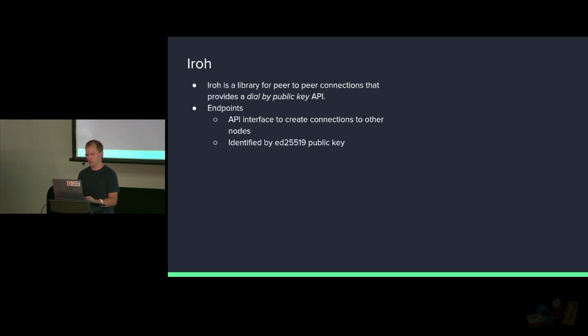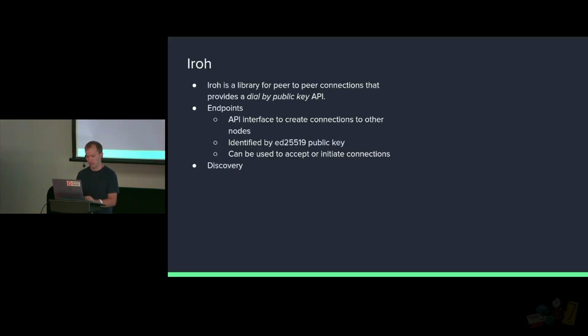So the endpoints, this is the API that Iroh provides for creating connections to nodes, and they're identified as ed25519 public keys. They can be used to accept or initiate connections. Again, in a peer-to-peer setting, no one's strictly a server, or no one's strictly a client. They can do both. But how do you find these endpoints?